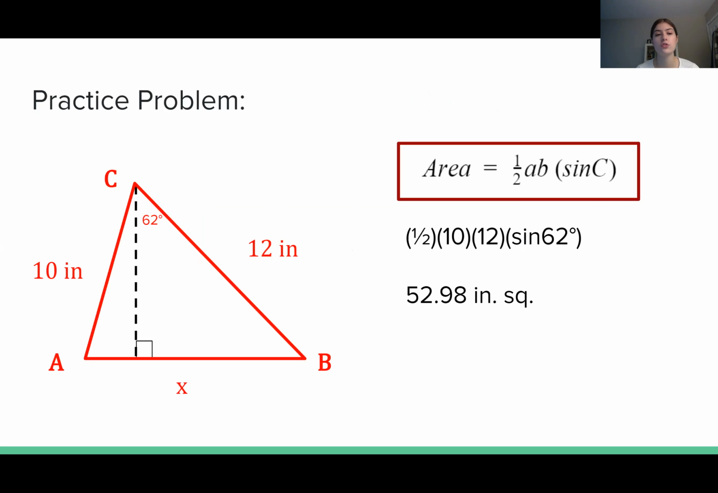Let's say we're given, again, triangle ABC, and we're given this side right here, side B, is 10 inches. We're given that side A, across from angle A, is 12 inches, and that angle C in between these two sides is 62 degrees. All right, so to find the area of this triangle, all we have to do is plug the sides and the angle into this formula. So 1/2 AB sine of C will be 1/2 times 10 times 12 times the sine of 62 degrees.